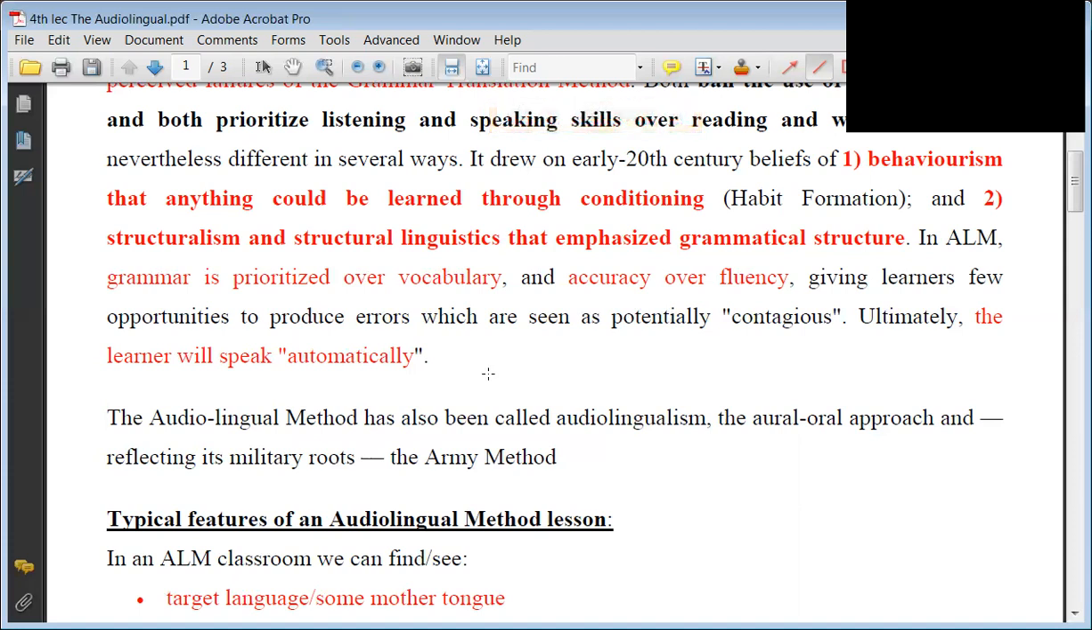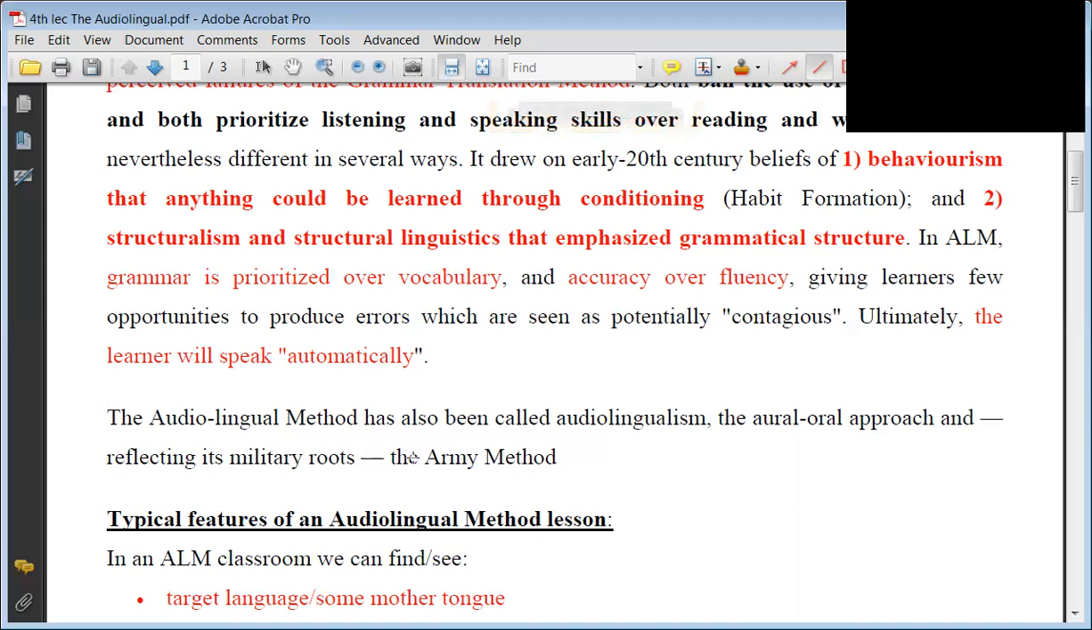So this is the main idea, the base on which this method is based, okay? Let the learners repeat the same sentences, the same patterns of sentences, until they become like machines. They repeat and say the same sentences automatically without thinking. They just produce them without thinking.